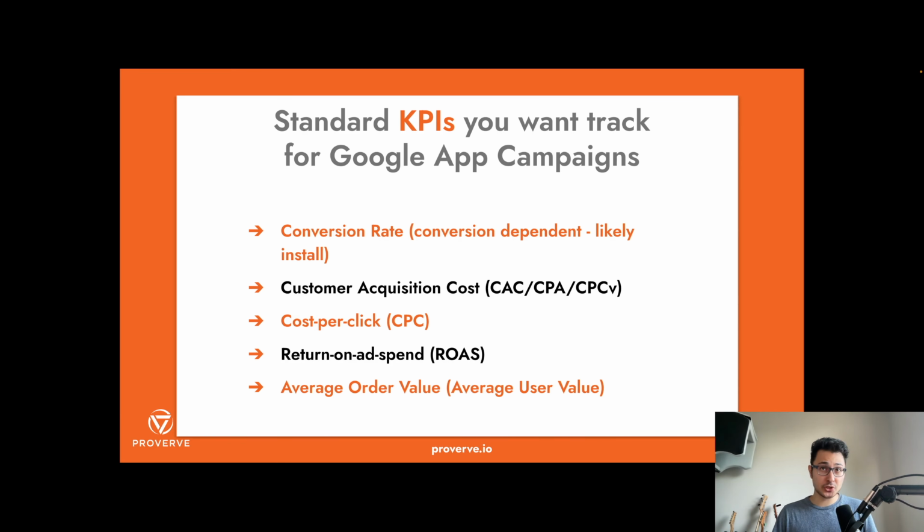Right, next up, conversion rate. Again, when we talk about conversion rate, it's really dependent on the conversion that we're trying to understand the conversion rate from. For the sake of this video, we'll keep it as app install. So conversion rate is the amount of app installs divided by the amount of traffic or clicks you received, as a percentage.